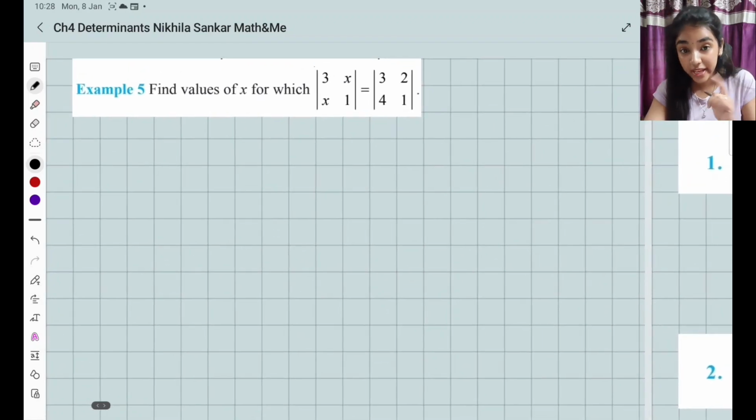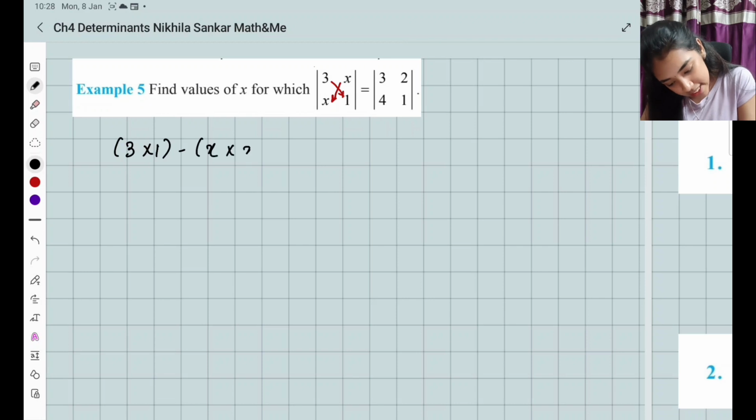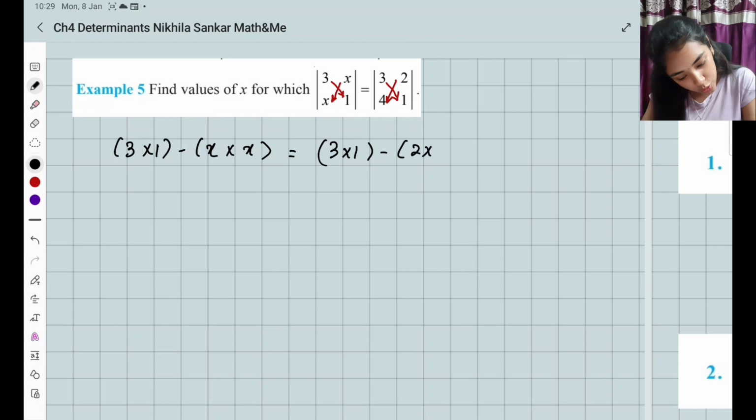Find the value of x using the determinant. Now what is going to be in the LHS? The determinant is going to be 3 into 1 minus x into x, right? So on the left hand side, 3 into 1 minus x into x, equals, on the right hand side, what is going to be there? It is going to be 3 into 1 times 2 into 4 minus 2 into 4. So I have 3 into 1 minus 2 into 4.